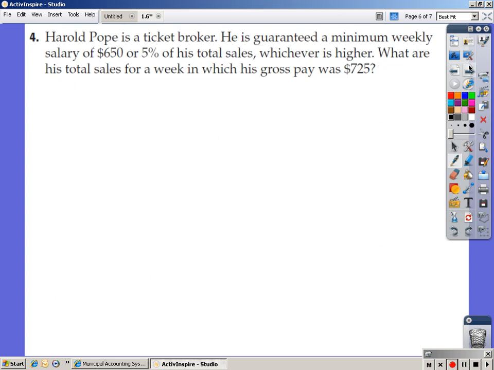Here is problem number 4. Make sure you read problem number 4 before you work it. It is not exactly like the last two. Okay? Press pause, try it out, and play when you're ready to see it.